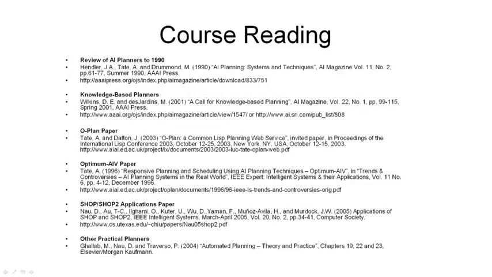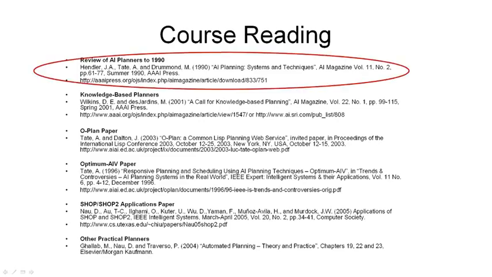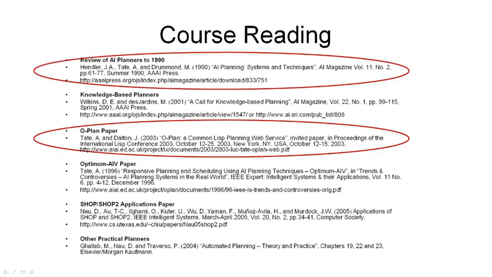Then there's a number of readings, some of them very short, on specific planners and their applications, and we hope you might dip into these during the course. If you've got time to read just a couple, these are the ones which suggest the initial review of AI planners to 1990 and a very short paper on O-Plan, one of the Edinburgh planners, which looks at a wide range of techniques and applications that were in use in that system.